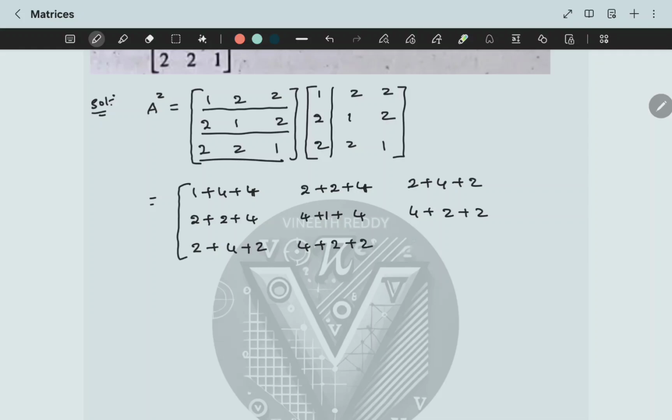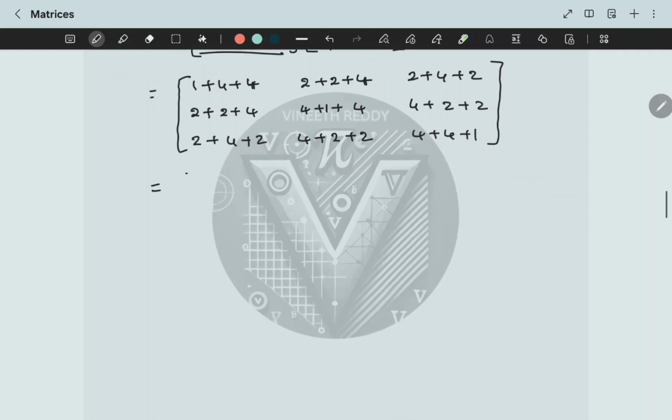Now third row with the third column. 2 into 2 is 4, 2 into 2 is 4, 1 into 1 is 1. So what do we get ultimately, dear students?